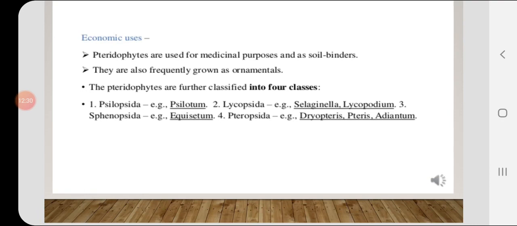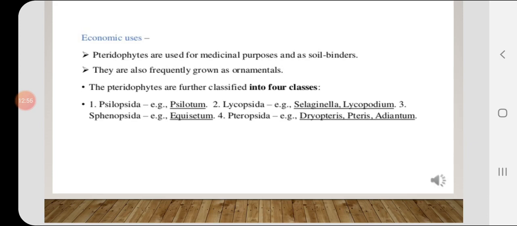Last, the economic importance of pteridophytes. These pteridophytes are used for medicinal purposes and as soil binders. They are used in the preparation of medicines, and they are used to bind the soil. Some pteridophytes are also grown as ornamental plants, that means for decorative purposes. Mostly ferns are used for ornamental purposes.